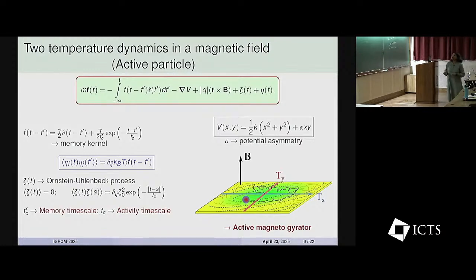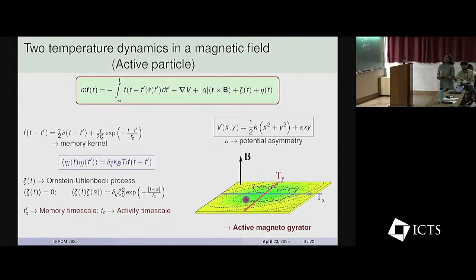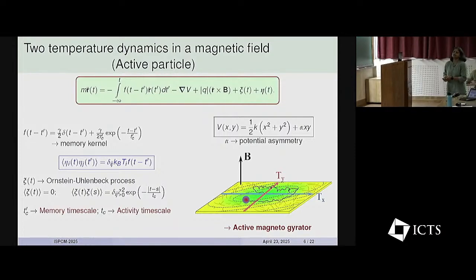So this is the viscoelastic drag force, this is the force exerted by the confining potential, this is the Lorentz force due to the presence of the magnetic field, and this is the active force, which follows an Ornstein-Uhlenbeck process, as per which there is a finite correlation in the medium, and that correlation decays with a time constant τc.